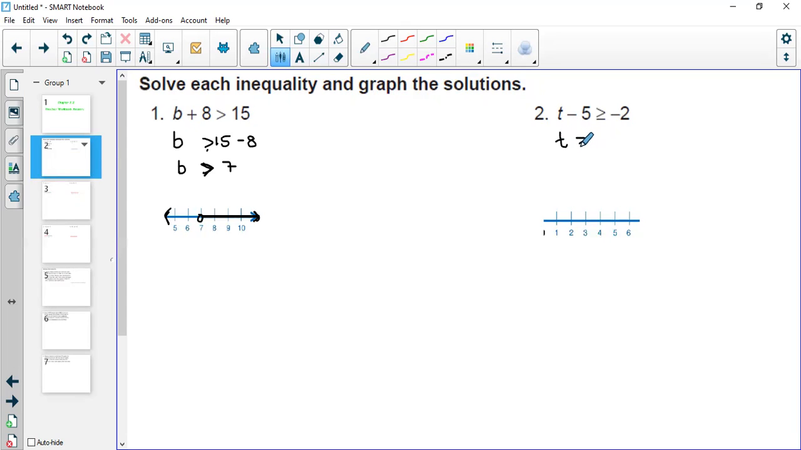Similarly, the same thing we are going to follow here. t is going to be greater than or equal to negative 2 plus 5. So negative 2 plus 5 is going to give me a positive 3, because 5 minus 2 is positive 3.